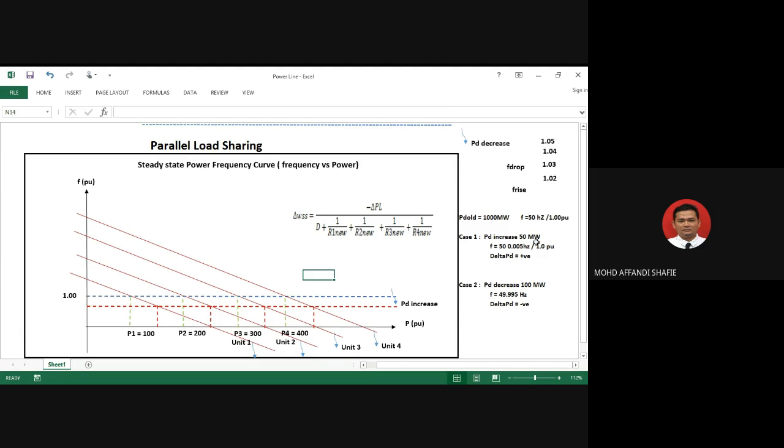So the additional 50 megawatt actually comes from maybe P1 increasing, let's say 10 megawatt, for example. And then P2 increases 10 megawatt. P3 adds an additional 10 megawatt. Maybe P4 adds an additional 20 megawatt. Right. So this is how we study and analyze the performance of the power generation units through the steady state power frequency curve when the load demand increases or decreases.